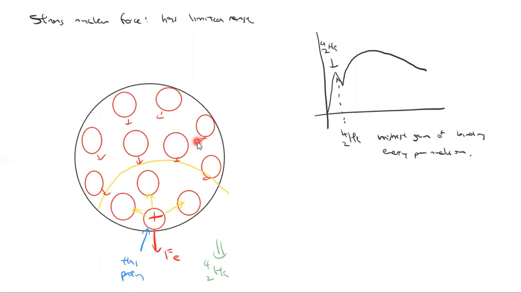And the reason why adding more and more neutrons increases stability is because neutrons do not repel protons. They don't have charge, so they don't repel.